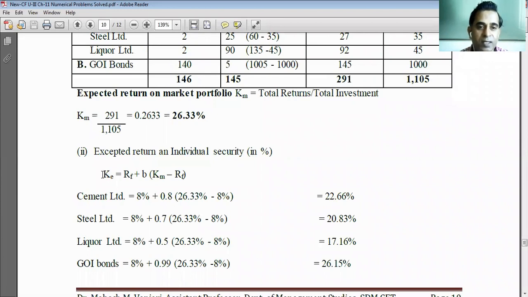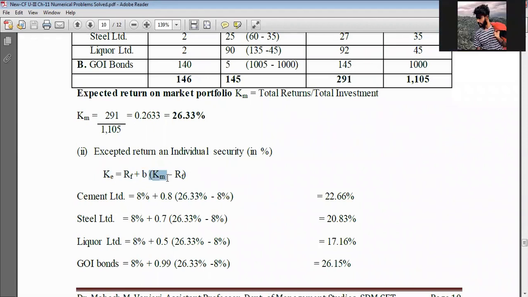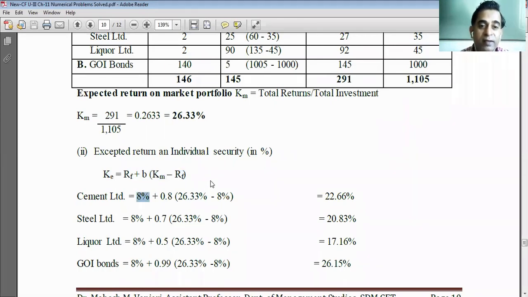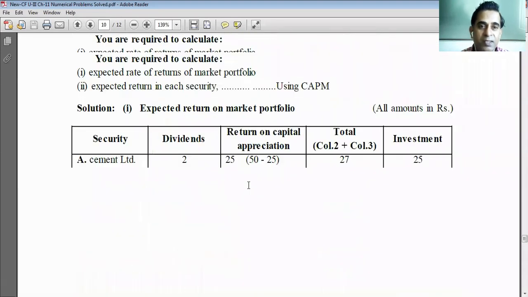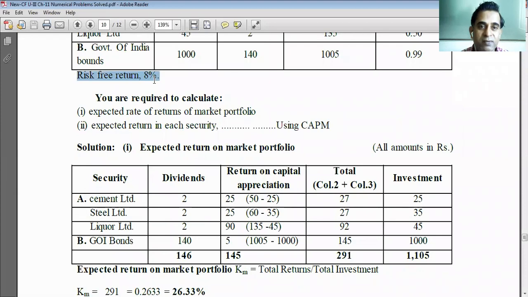So cost of equity is equal to RF plus beta into bracket KM minus RF. So what is RF? RF is the risk-free return, which is 8%, given in the problem.